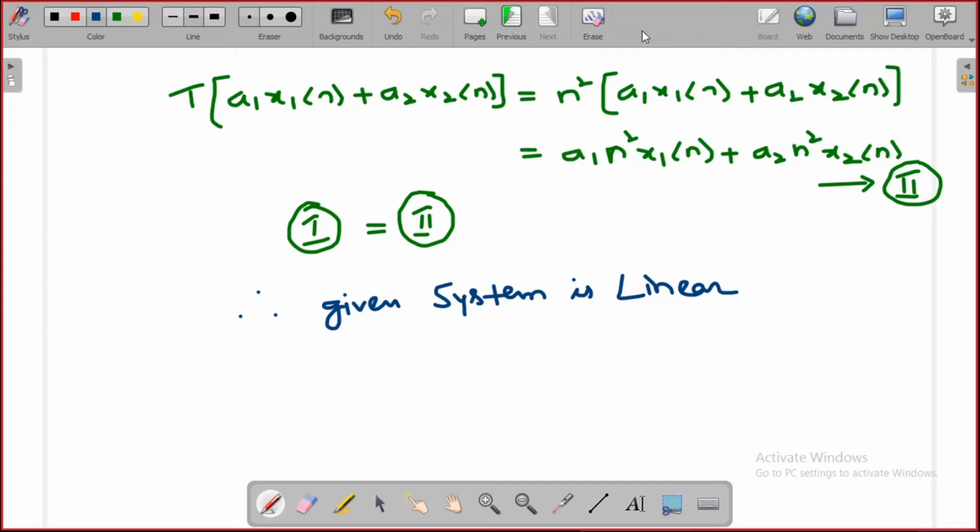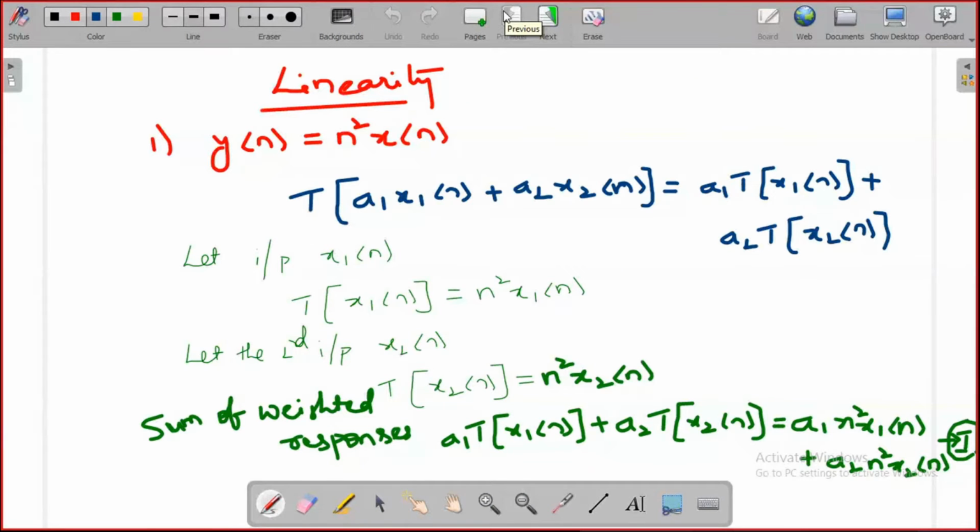You see how we verified the linearity of the system. For linearity, you need to check whether the system obeys the superposition principle or not. The superposition principle: the response of a system to a sum of weighted inputs is equal to the sum of weighted responses. You need to find these two separately and check whether they are equal. Then the system is linear, otherwise non-linear.